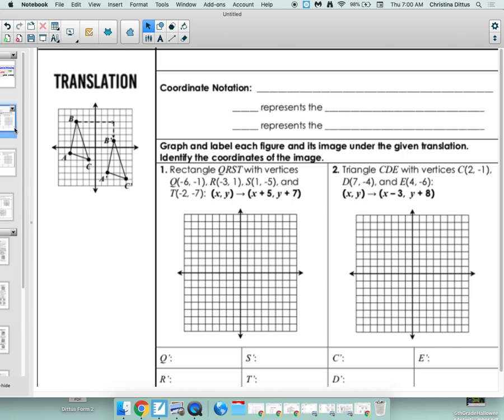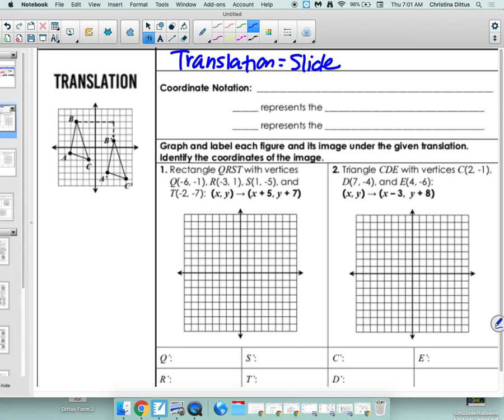All right. In our coordinates with our translations, we are going to do our slides. So translation is kind of like a slide. And what that means is you're just taking your pre-image, like this B, and sliding it to B prime. So you're not changing the size of it, not changing the shape of it.